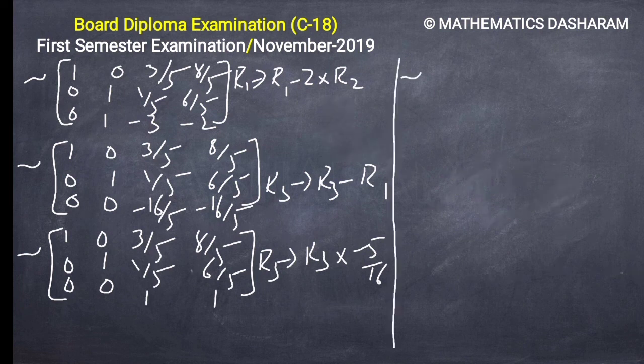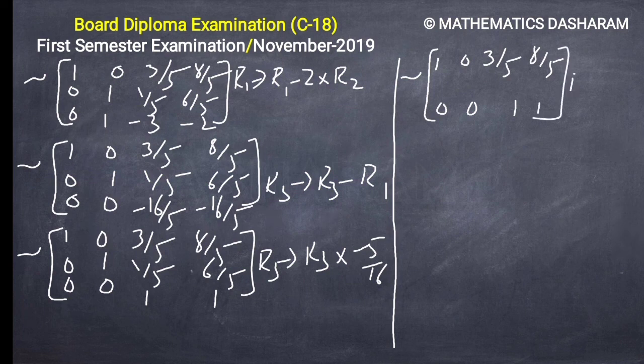So next we need 0 at this place. For that, first row write as it is and last row also write as it is, 0 0 1 1. Now we have to replace R2 with R2 minus 1 by 5 into R3. So here 0 minus 1 by 5 into 0 is total 0. Next, 1 minus 0 into 1 by 5, it is also a 1. Sorry, it is a 1.